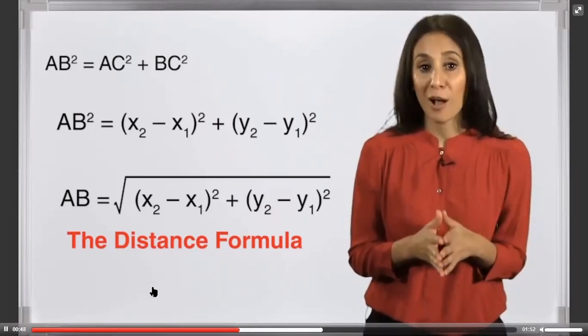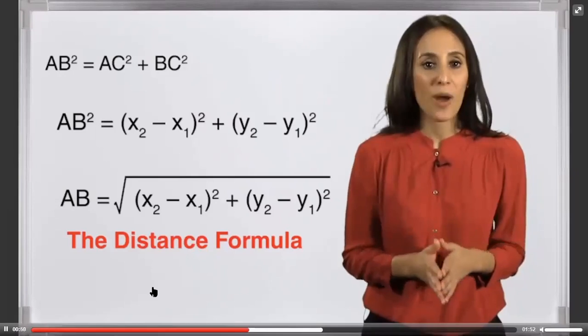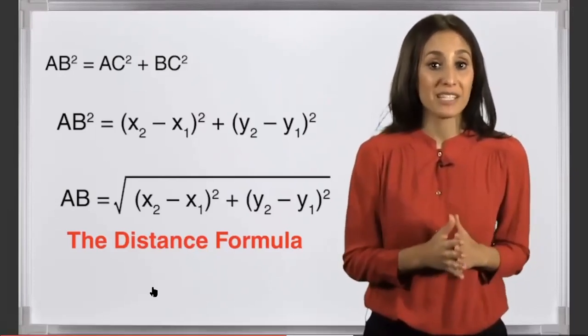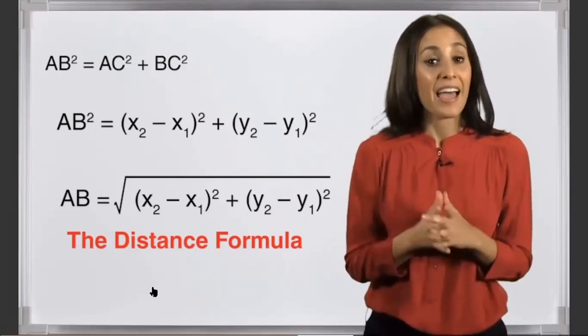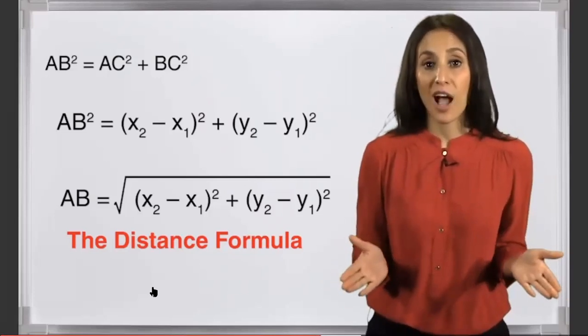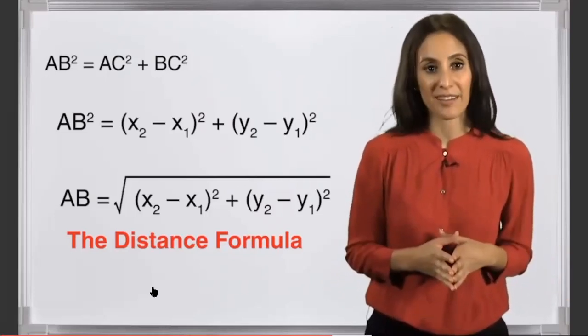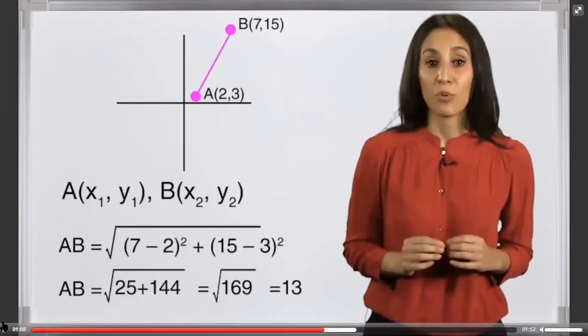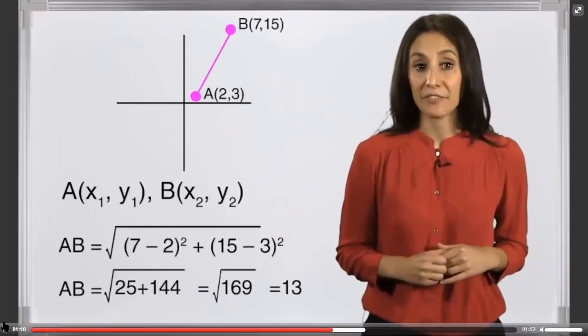In order to accomplish this, you would have to square the difference of X values and add this to the square of the difference of the Y values, and then take the square root of that. This is more commonly known as the distance formula. If point A is located at 2, 3, and point B is located at 7, 15.